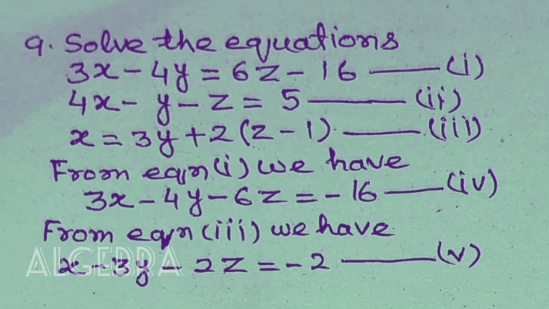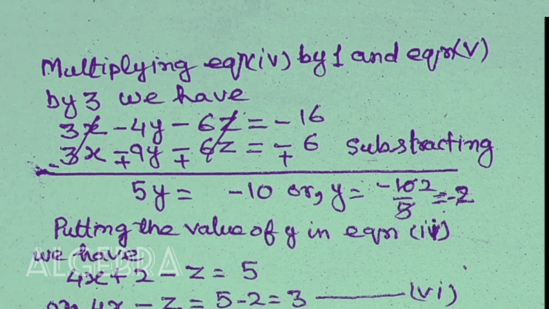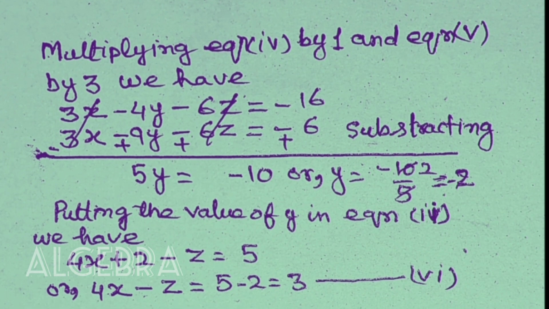Equation 4. From equation 3 we have x minus 3y minus 2z is equal to minus 2. Equation 5. Multiplying equation 4 by 1 and equation 5 by 3 we have 3x minus 4y minus 6z is equal to minus 16 and 3x minus 9y minus 6z is equal to minus 6. Subtracting, cut 3x and 6z to 6z.